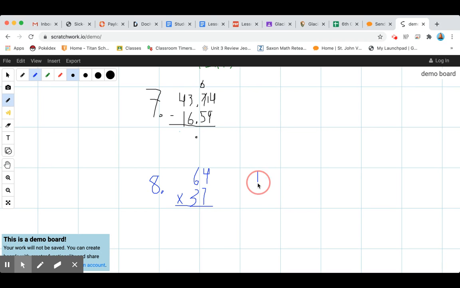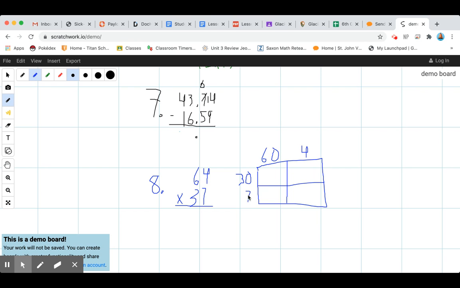Or we could do it the way that I showed you in class earlier, where we regroup it into the place values. So 10's place is 60, 1's place is 4, 10's place is 30, and the 1's place is 7. And then we just multiply everything within the boxes.